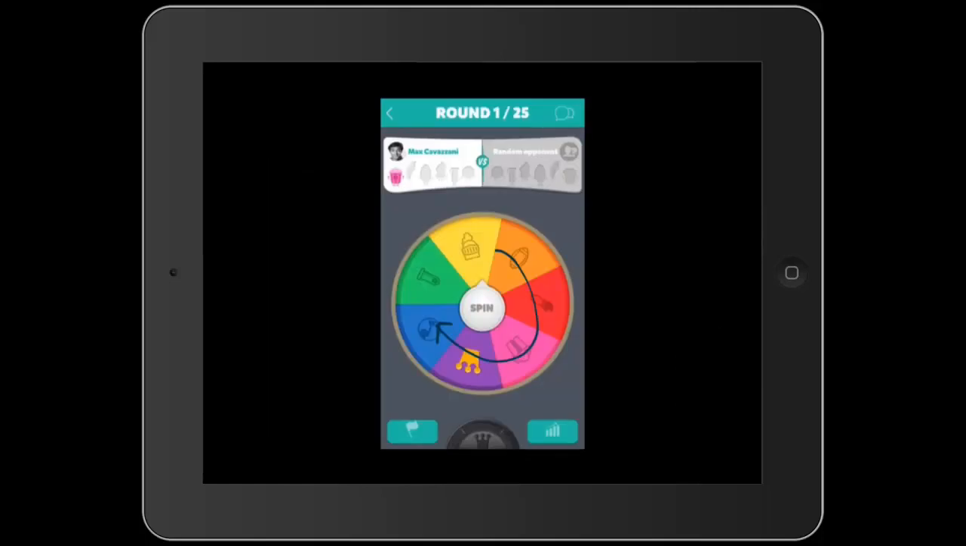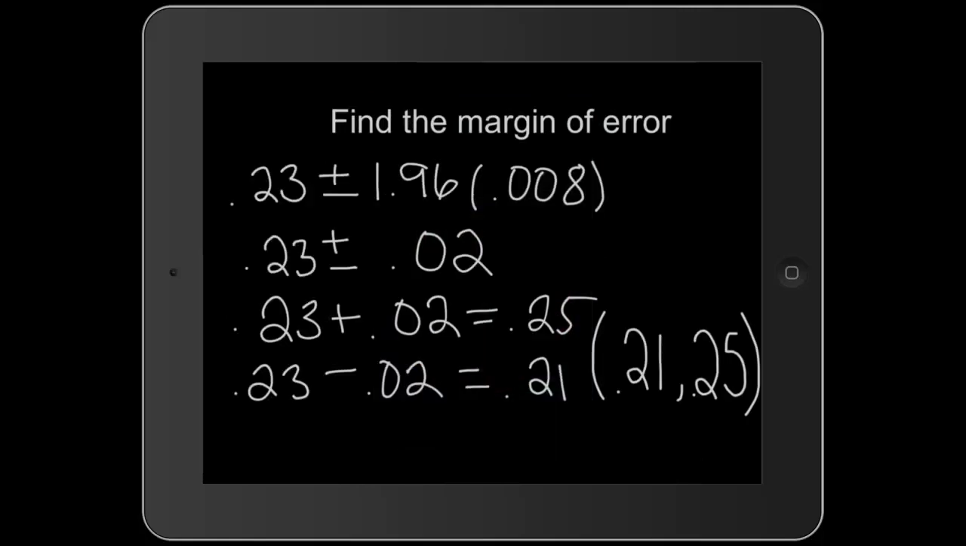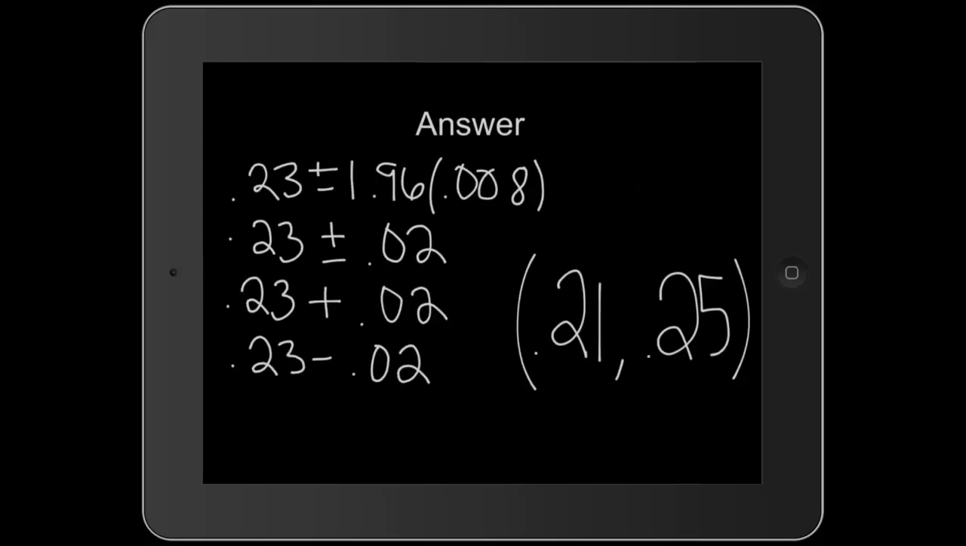Now here we go for our last spin. We'll choose math as our category. Now looking at the problem below, find the margin of error. Our answer is going to be 0.02. The margin of error is the product of 1.96 and 0.008.